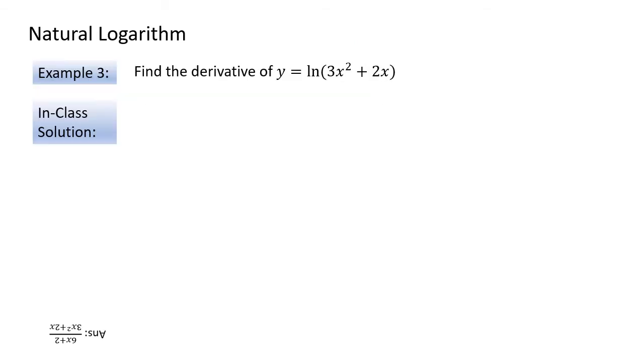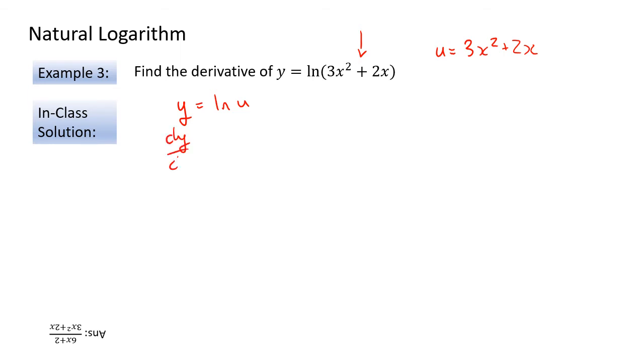So our first example for natural logarithm is find the derivative of y equals the ln of 3x squared plus 2x. So again, the function in here is not just x, right? So it's some function. We'll let it be u. So u is 3x squared plus 2x. So in this case, substituting that, we have y equals the ln of u, in the exact same form that we just saw in the previous slide.